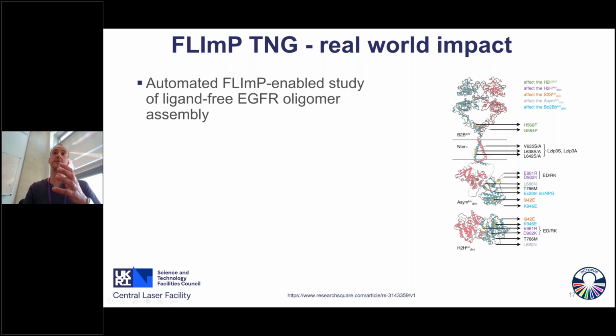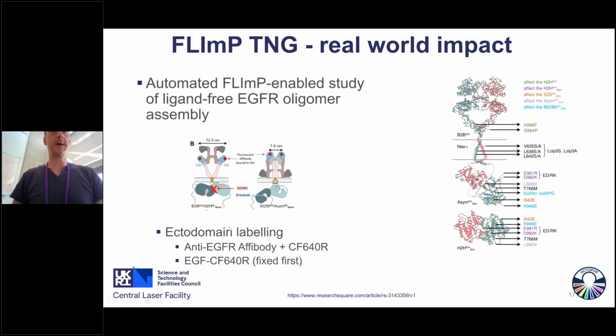Some of these interactions are things we ourselves identified or proposed in some of our earlier papers, but we did a very complicated, large study that was only possible with the scaling up and the improved quality we got from the automated FLImP. These were all ectodomain labeling, so we labeled with an anti-EGFR antibody. So this is all essentially ligand-free. So this is ligand-free oligomerization.